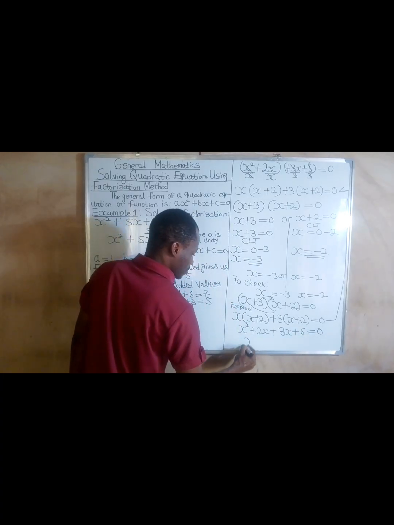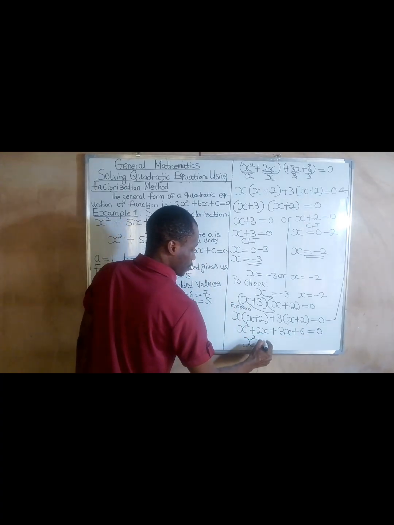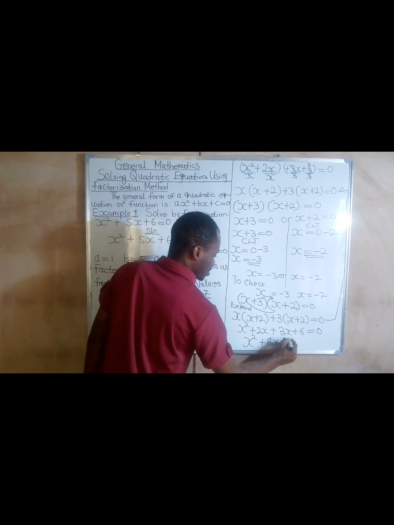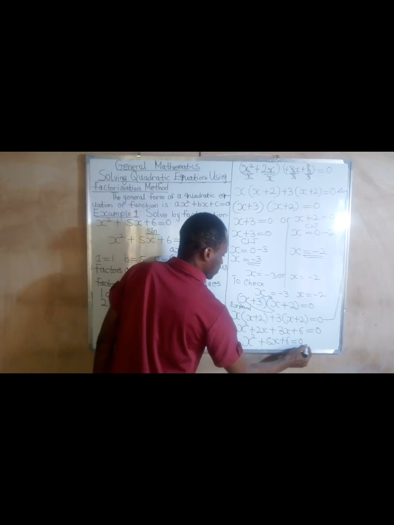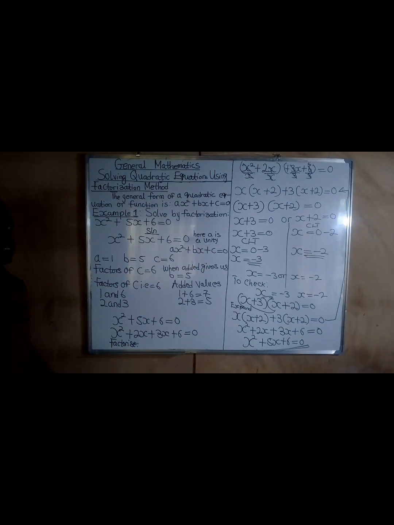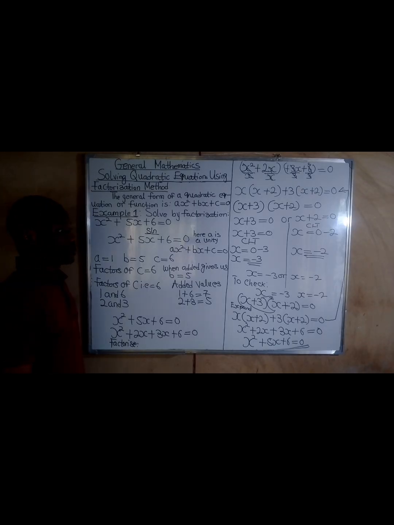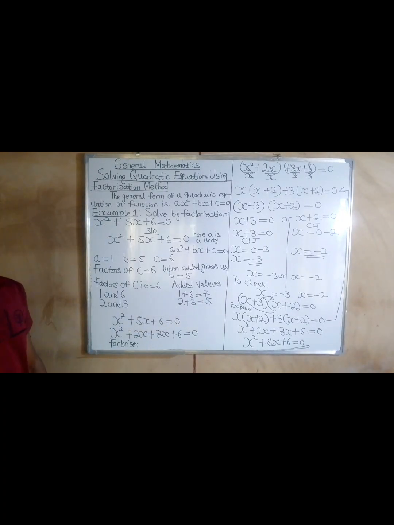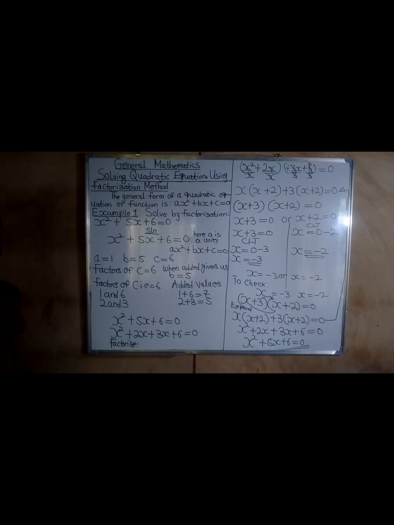So x squared, 2x plus 3x should give us 5x, plus 6 is equal to what? 0. So we have gone back to the original question. I believe you understand this because this is very simple. This is a basic one. So I'm going to pause the video, clean up, and write another question and see if you're going to understand the pattern which I used in solving. Alright, thank you.